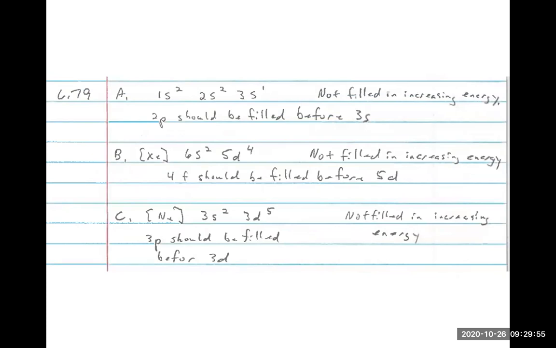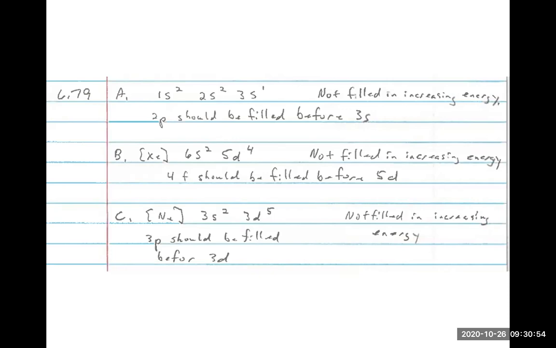Let's look at 6.79 for a moment. So it says the following do not represent valid ground state electron configurations for an atom because either they violate the Pauli exclusion principle or because orbitals are not filled in order of increasing energy. Say why these aren't good. So the first one, 1s2, 2s2, 3s1. The problem there is that if we go back to our periodic table, we see that we should be filling the 2p orbitals before we start filling the 3s.